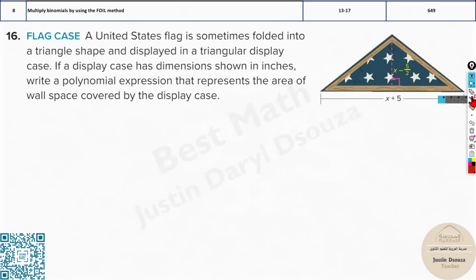Now over here we have got a triangular shape. The dimensions are given. We have to just find the area, I believe. Yes, represent the area. So I'll directly do it. The area of triangle is given as half base into height. So what do we have? Half, what is the base here? X plus 5, and height is x minus 5 by 2 is 2.5.